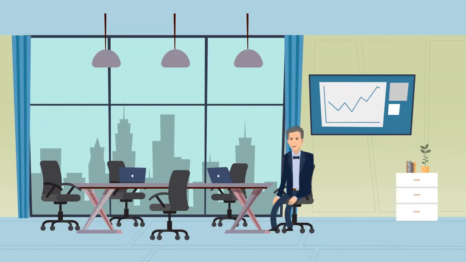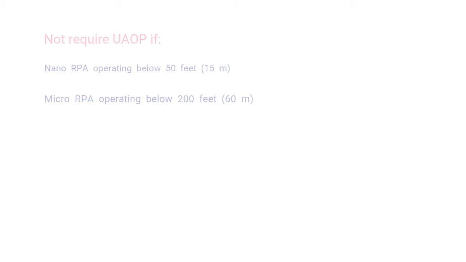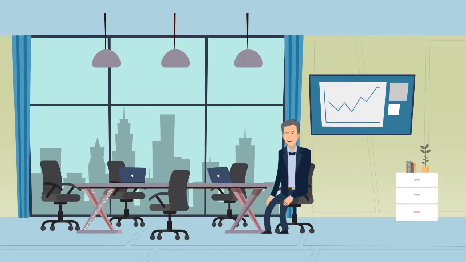This license is also given by DGCA, but you do not require a UAOP permit for nano category drones and micro category drones within 60-meter altitude. And if it is in enclosed premises, you do not require UAOP. But if you're using small category or micro category above 60-meter, then you need a UAOP license.